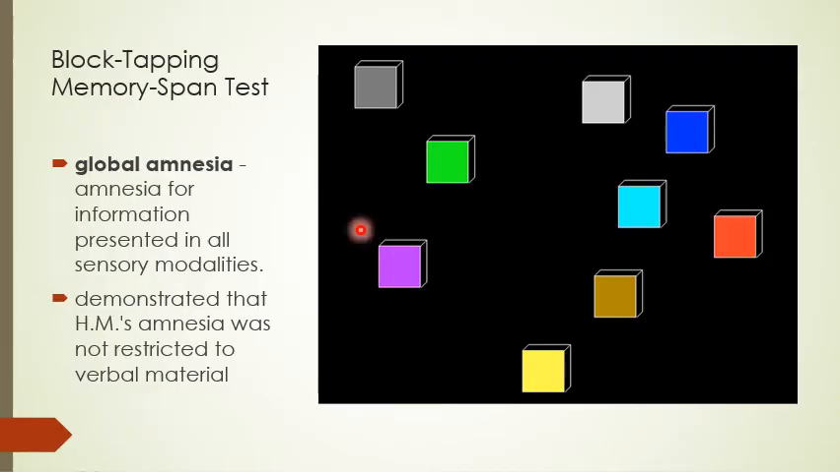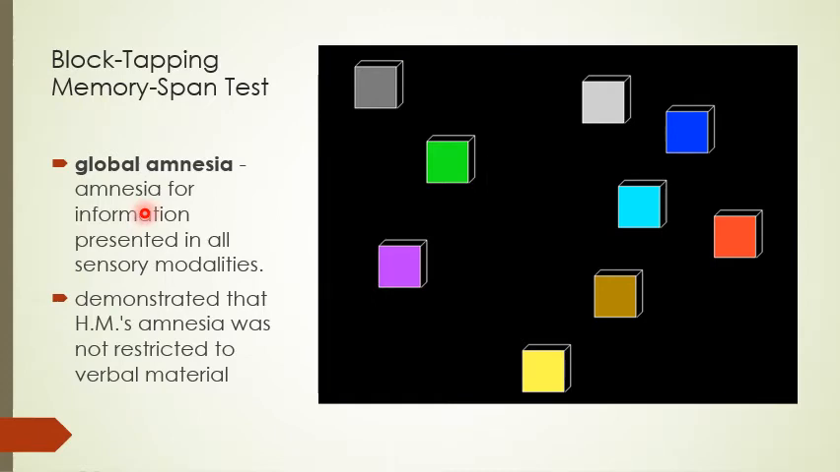The next test is the block tapping memory span test. The task in this test is that the examiner would tap specific blocks in order, or there's a pattern. So for example, ang examiner mo-tap sa block colored purple and then blue and then red and then green. Okay, and then the examinee would follow. And unfortunately, HM cannot follow. And because of the result, naa siya'y global amnesia.